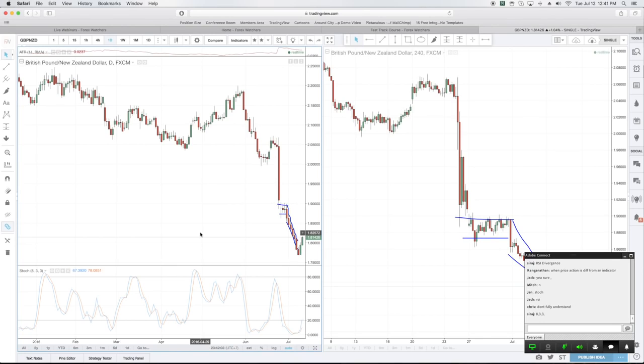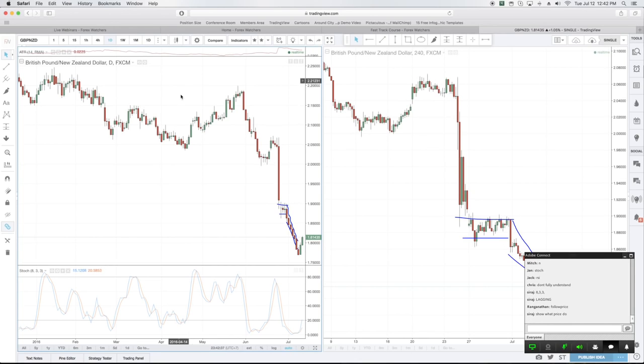Now let's start from the beginning. So what's a divergence? A divergence is when price and indicators are doing something that is not visible. Now for example, when these lines go up, what do all indicators do according to price? What's an indicator's job? Yeah, they follow price, right?